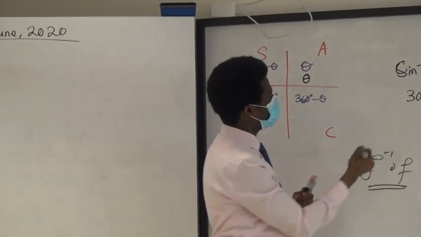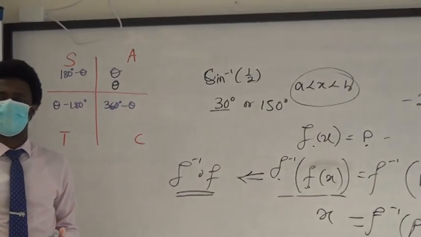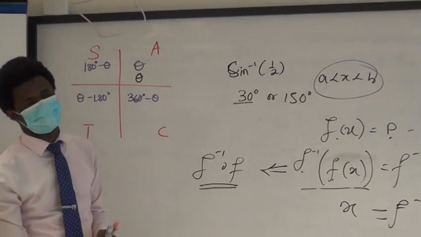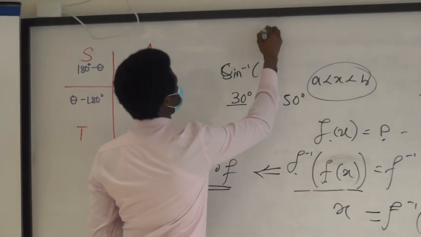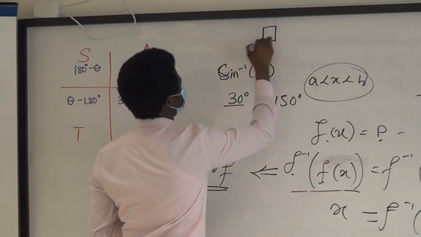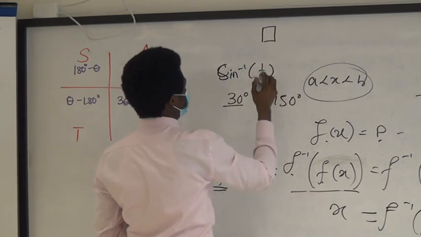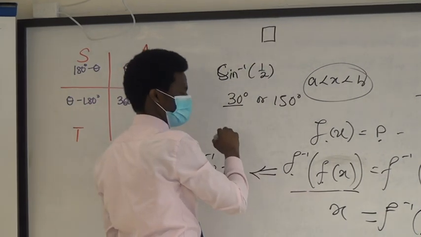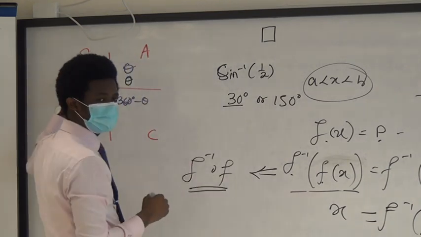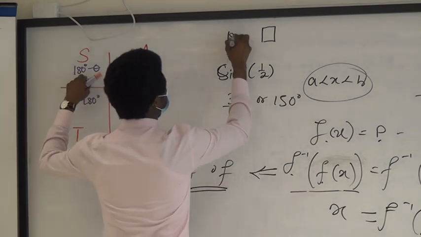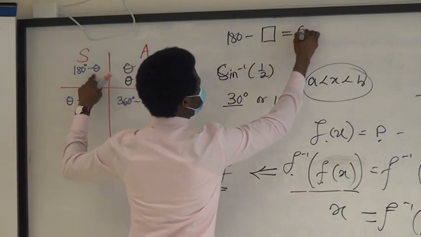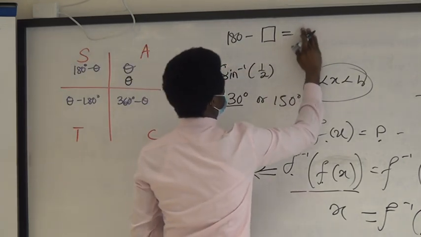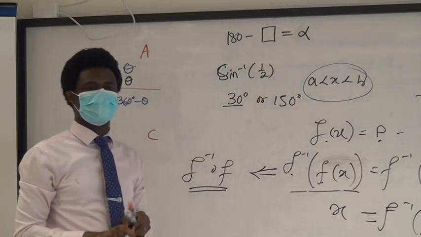Okay? Now, we know the angle is 30. We want to get the equivalence in the second quadrant. So, picture it this way. Some big angle that we used to know is in the second quadrant, which means we must have used this equation. 180 minus that angle, right? End up giving us theta, or maybe alpha, let's put it this way, alpha.